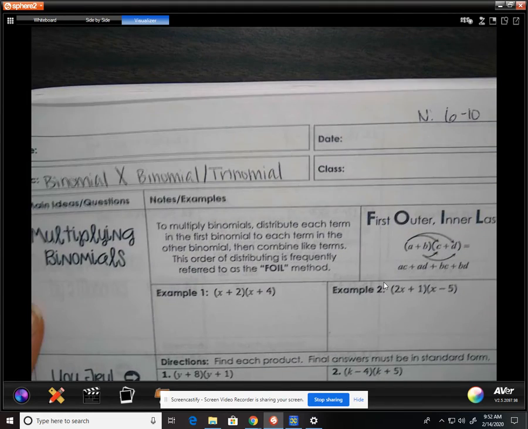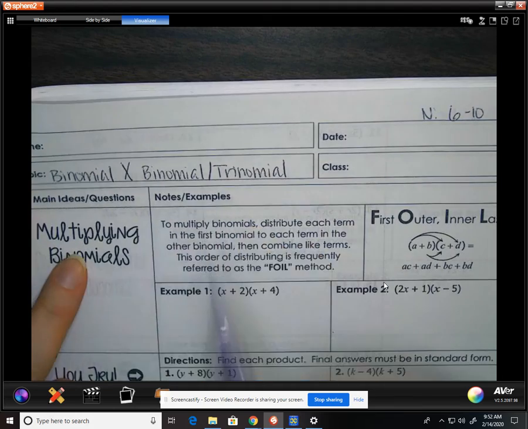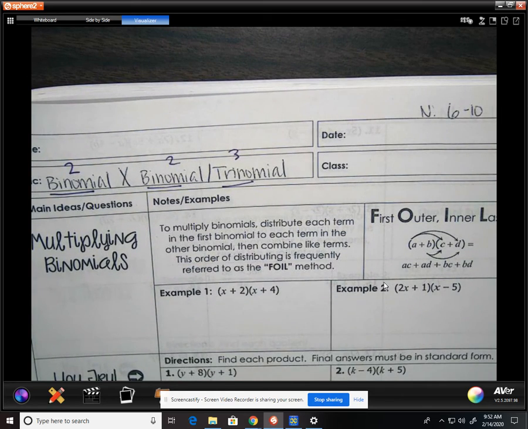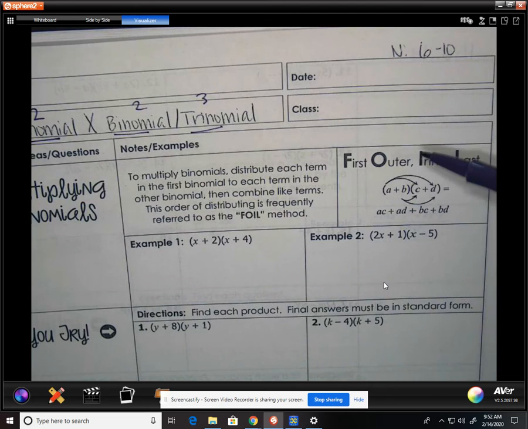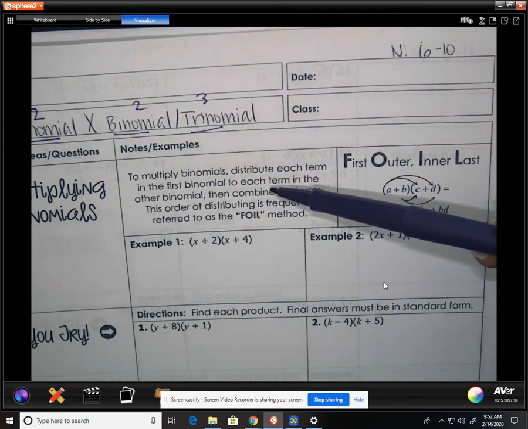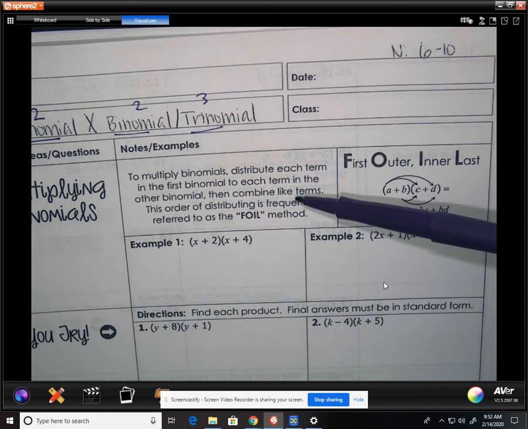Right, for note 6-10, we are going to do a binomial times a binomial or a trinomial. So remember, binomial means 2, and we're going to be multiplying by 2 or 3 things today. They teach something that they call FOIL. In order to multiply binomials, you distribute each term in the first binomial to each term in the other binomial. Then you combine the terms.